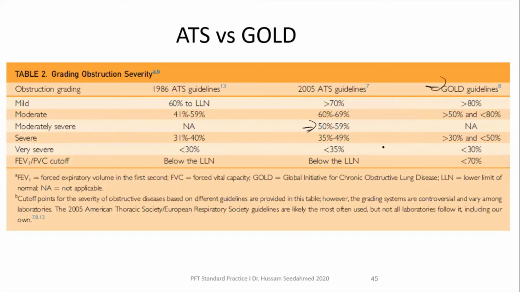ذاك الفيري سيفير في الجولد 30 less than 50، more than 30 less than 50، والفيري سيفير في الجولد less than 30. So I'll give it to you here, you can revise them later. So these are the ATS guidelines and the GOLD guidelines.